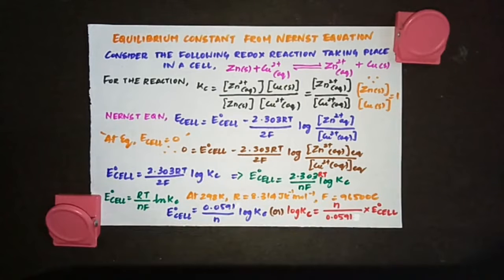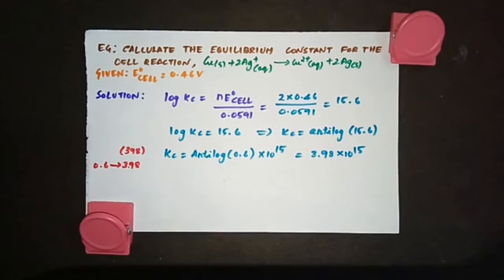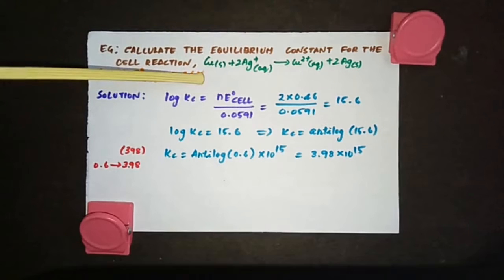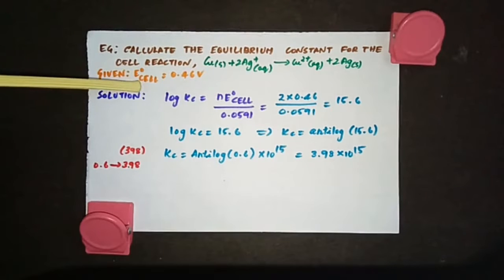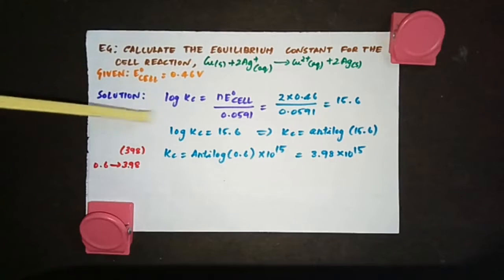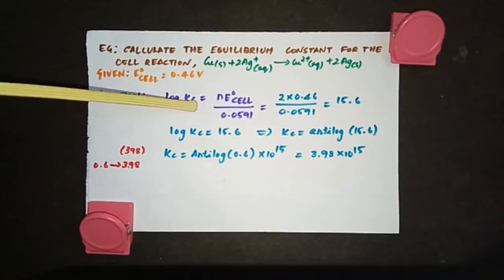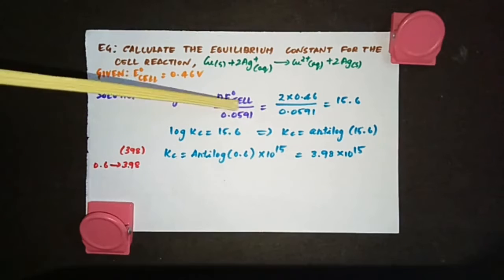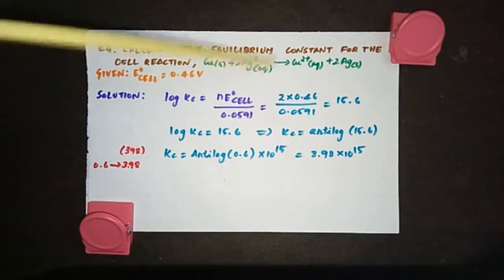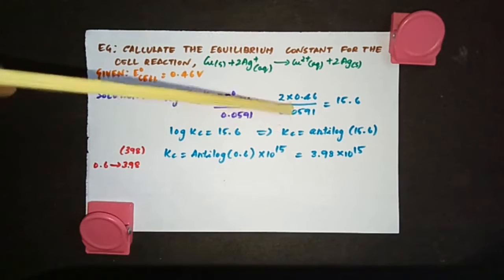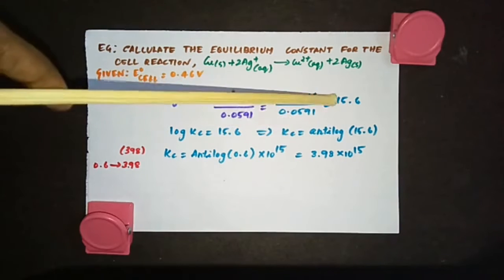So now let's apply this formula and try to solve a problem. Calculate the equilibrium constant, which is Kc, for the cell reaction. They have given you a cell reaction and the E naught value 0.46, and they are asking you to calculate the equilibrium constant. Just now we have derived this formula, log Kc is equal to N E naught cell by 0.0591. What is the N value? Number of electrons involved, 2. 2 into the E naught cell value given, 0.46, divided by 0.0591. So you're getting an answer of 15.6.